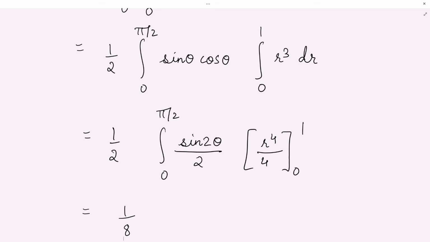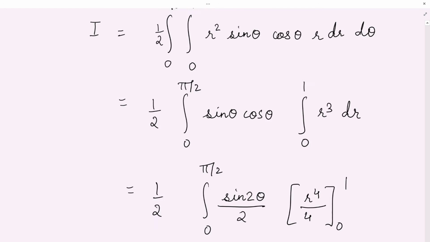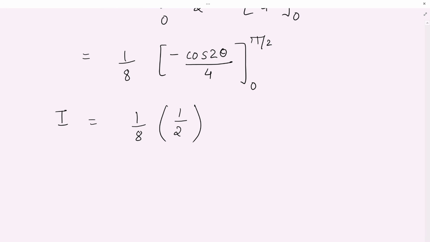Okay, so let's integrate this. This is minus cos 2 theta by 4. The limits of integration are 0 to pi by 2. So after substituting the limits, I'll get 1/16. So my final answer for the integration will be 1/16.